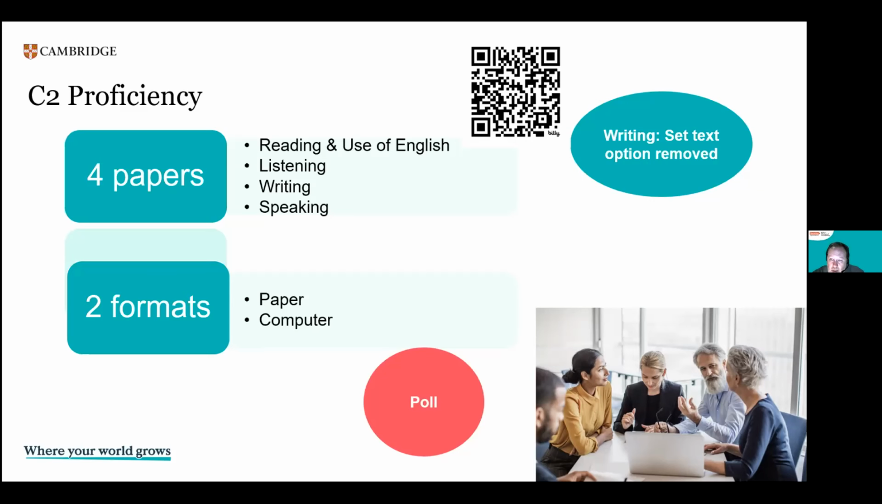Okay. Now, we have a poll for you, which we're going to launch now. Everybody has their favorite part of the exam, but most people have their least favorite part of the exam. So what I'd like you to do is just on the poll, which I think is being launched now, say which of the parts of the exam is the most challenging for you. Okay, just choose one and vote.